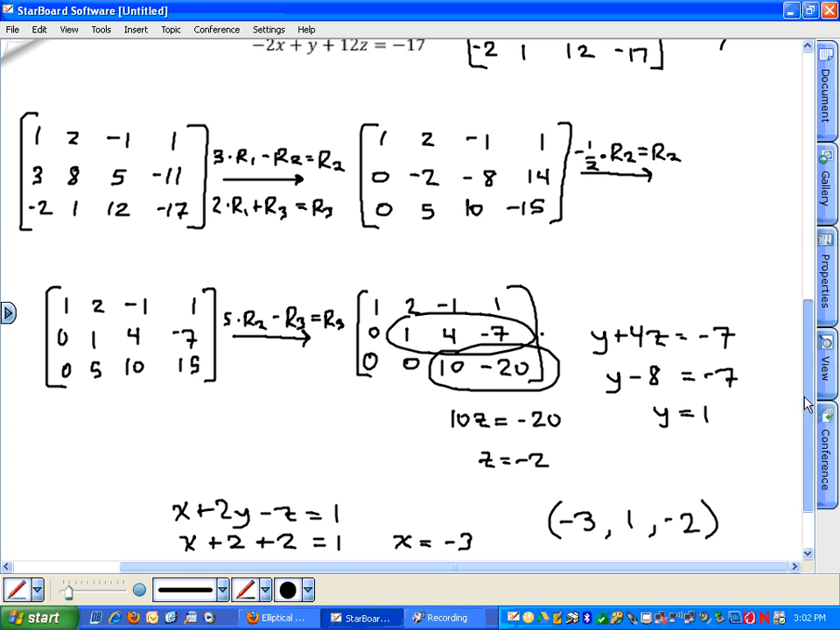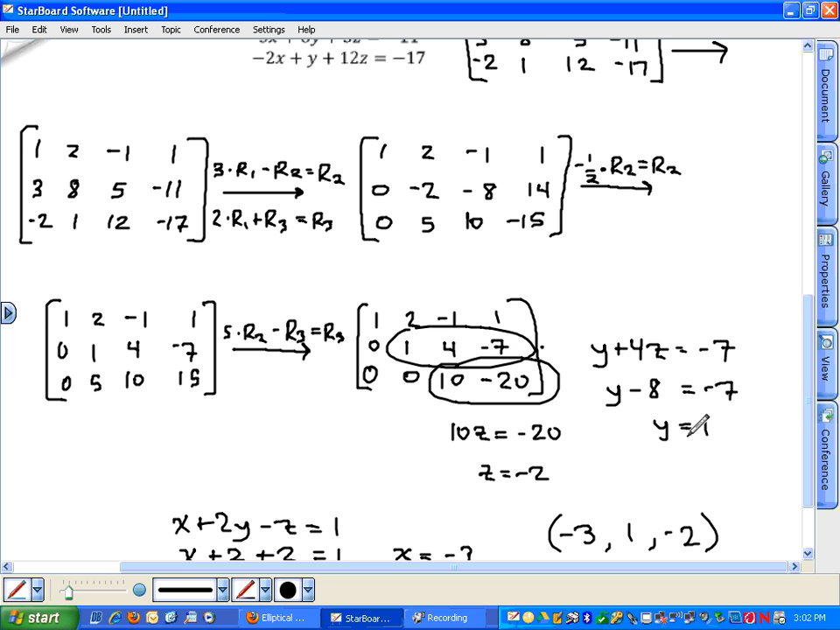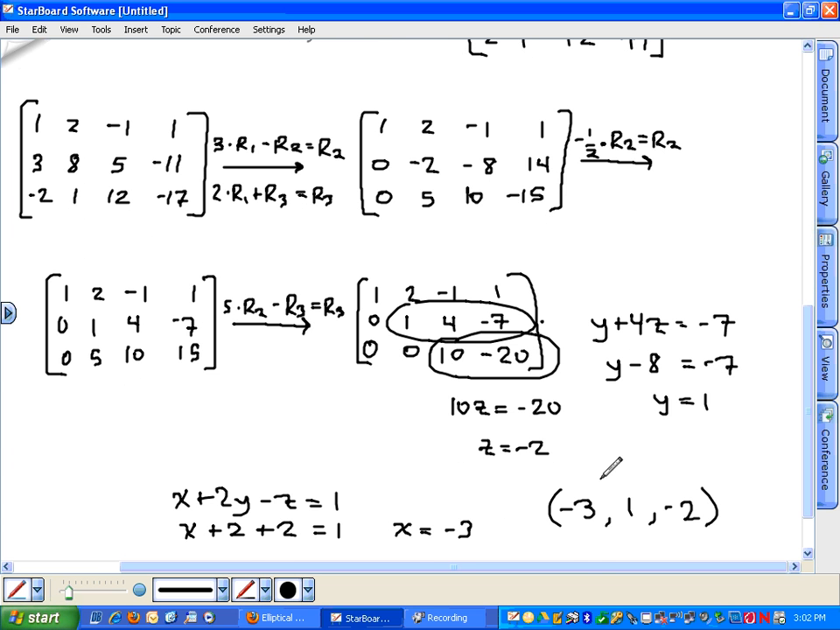And again, it wouldn't be a bad idea to make sure you've done things correctly. For example, if you take all these three values and plug them into the bottom equation, negative 2 times negative 3 is 6. Y is 1, so that's plus 1. Z is negative 2, so that's minus 24. 6 plus 1 is 7. 7 minus 24 is going to be negative 17. And if you were to check them, which you should, in the other two equations, it would turn out to be true as well. So that is our solution.